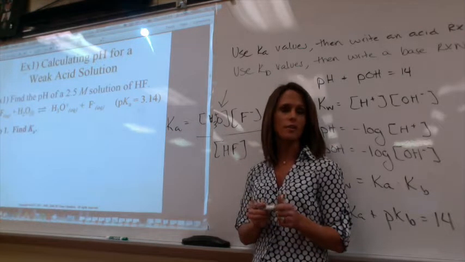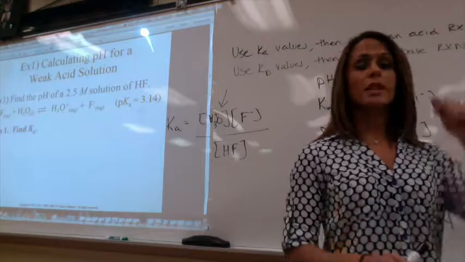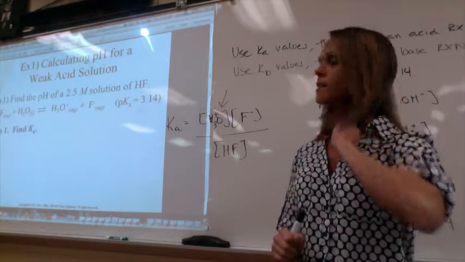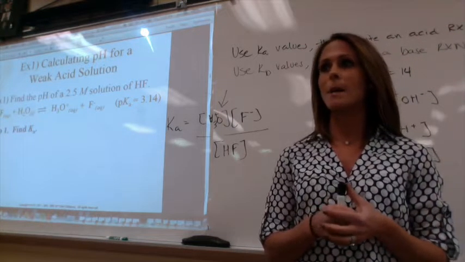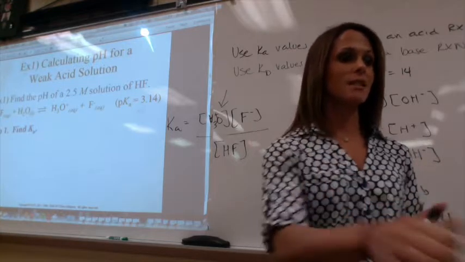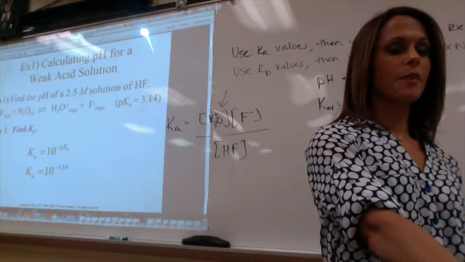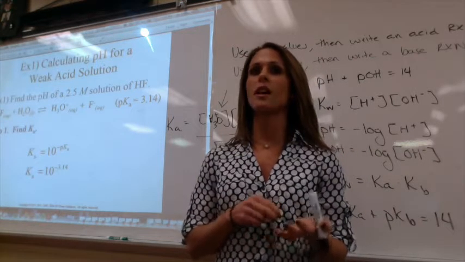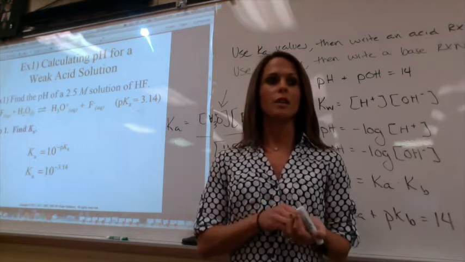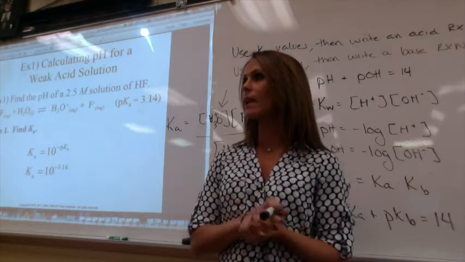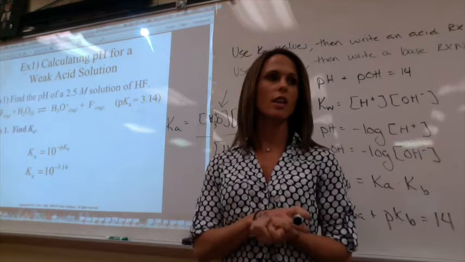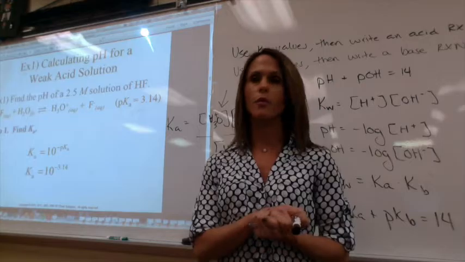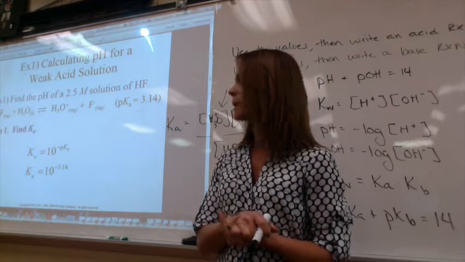Same procedure every time. First we need a Ka because we can't plug in pKa. So how do you find Ka from pKa? 10 to the negative pKa. Since the pKa has 2 decimal places, how many sig figs should I have? 2. So plug that into your calculator. We cannot leave that as the expression. You can't write 10 to the negative 3.14. You actually solve for it.